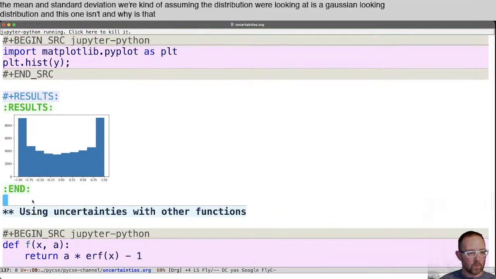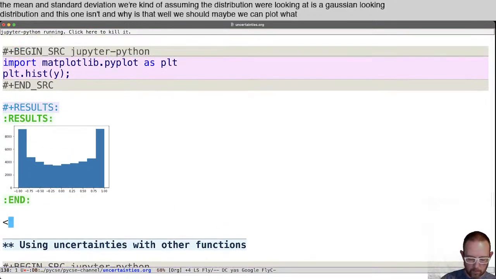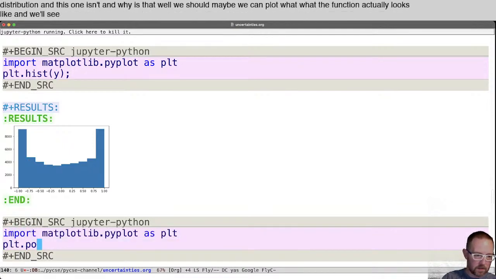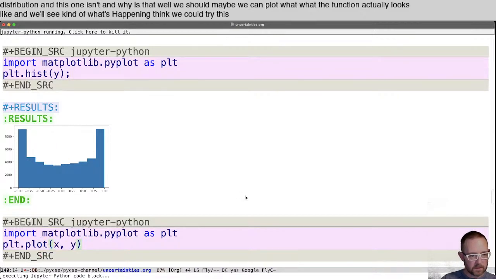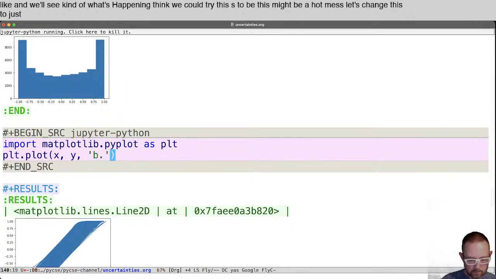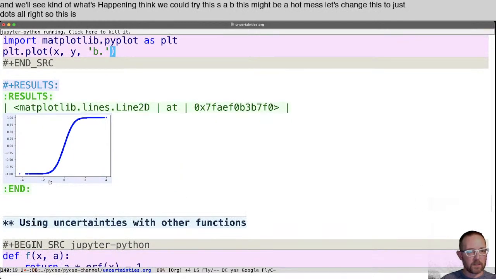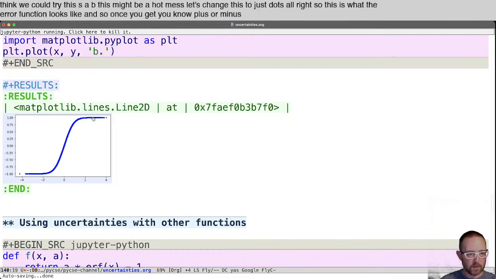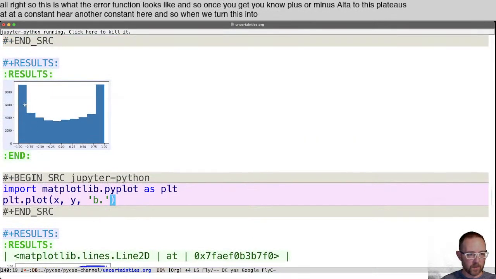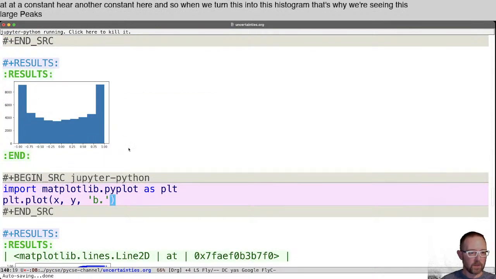And why is that? Well, maybe we can plot what the function actually looks like, and we'll see what's happening. I think we could try this. This might be a hot mess. Let's change this to just dots. All right, so this is what the error function looks like. And so once you get out to plus or minus 2, this plateaus at a constant here and at a constant here. And so when we turn this into this histogram, that's why we're seeing these large peaks here and here. That's messing it up.